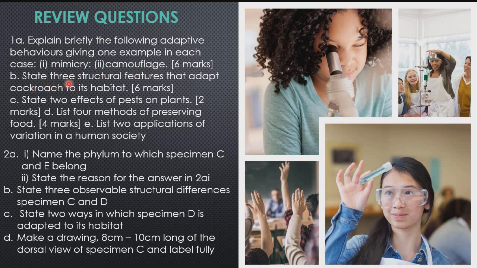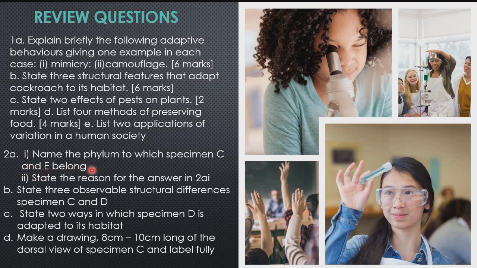Then B, state 3 structural features that adapt a cockroach to its habitat. C, state 2 effects of pests on plants. D, list 4 methods of preserving food. E, list 2 applications of variation in human society. While number 2 is from paper 3.